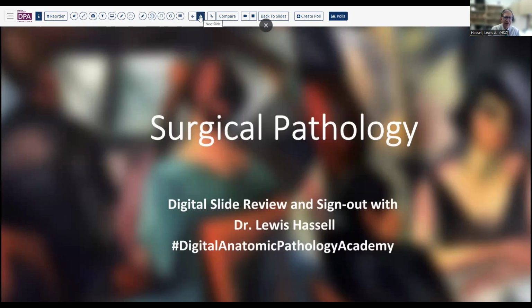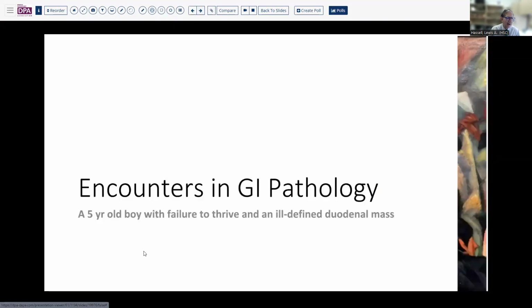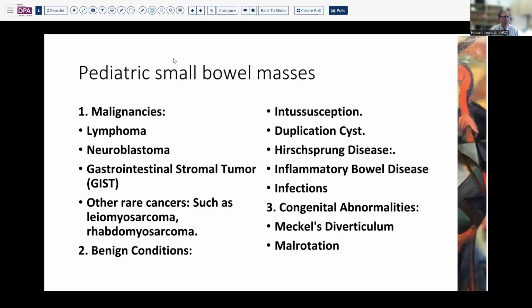So either insufficient intake, inefficient absorption, or excessive caloric demand can create that sort of a setting where weight gain is impaired or muted. So thinking about that, it also led to some radiological studies in this patient, which revealed an ill-defined duodenal mass that led them then to pursue that further. But in thinking about small bowel masses that we might encounter in a pediatric patient, I think it's a different set of considerations compared to those of an adult.